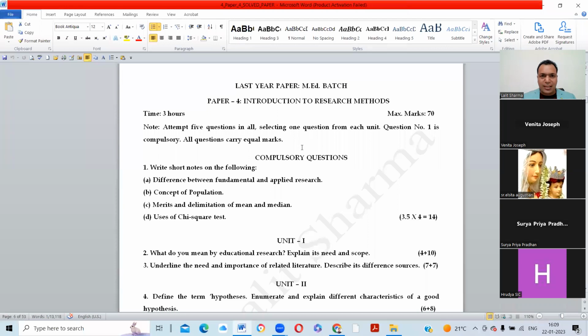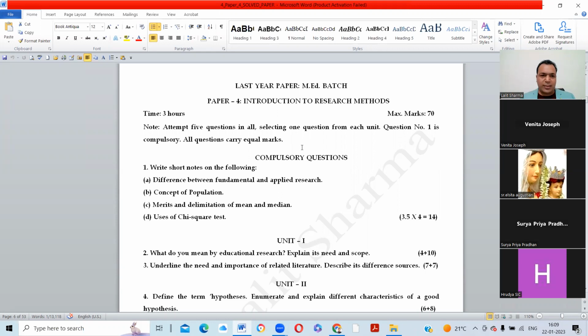So even last year's paper I have solved for you. I have made the notes for you. Same notes today we will discuss in the class, and after the class, I will give them to you. Right, guys? So see, the paper 4 last year paper has come.